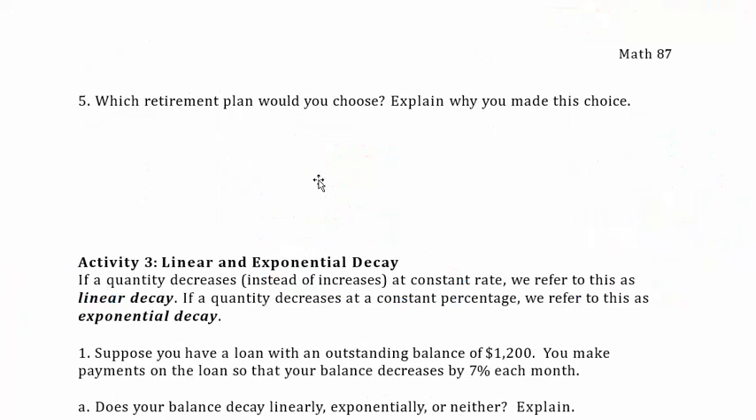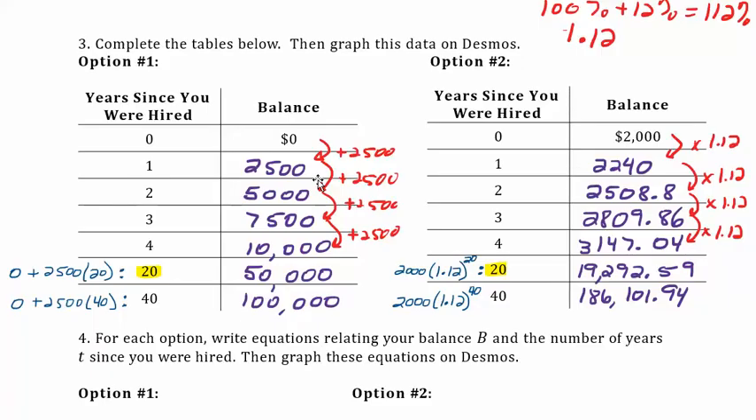Question number 4, for each option, write equations relating your balance B and the number of years T since you were hired, then graph those equations on Desmos. All right, so let's do that.